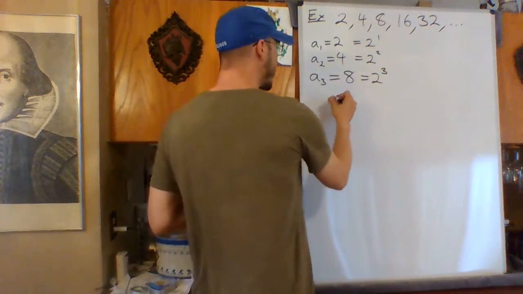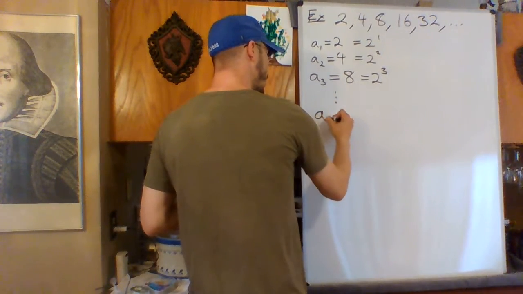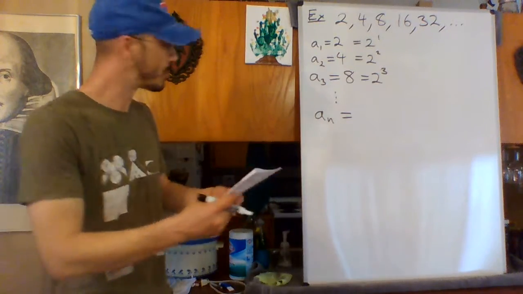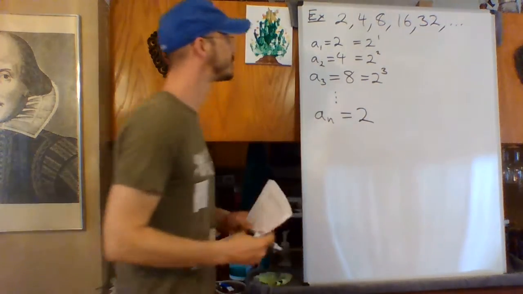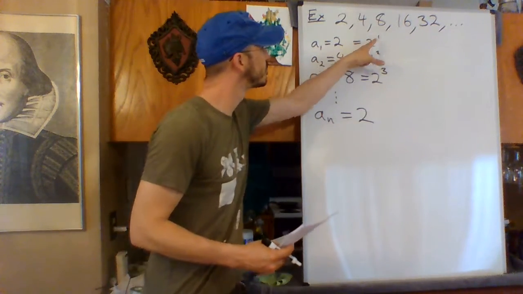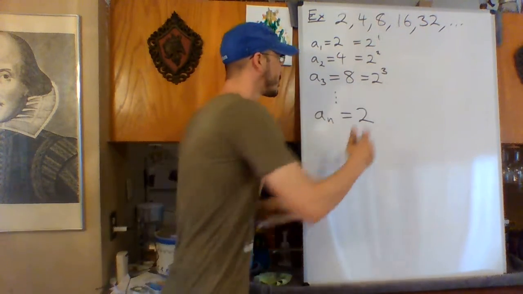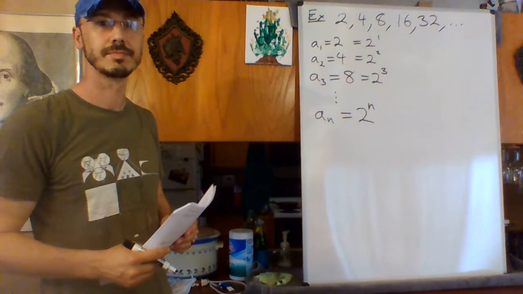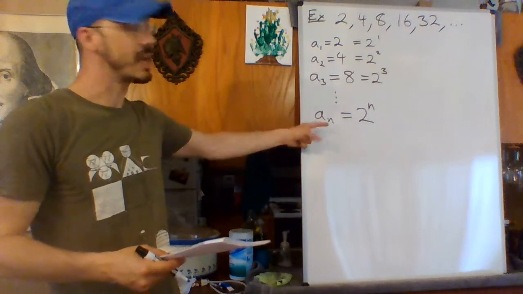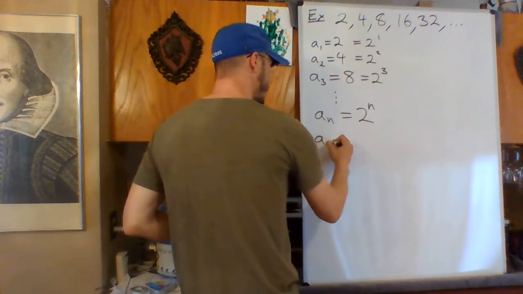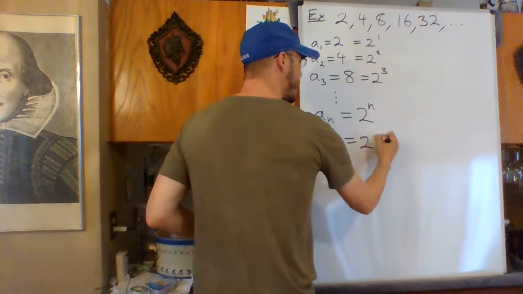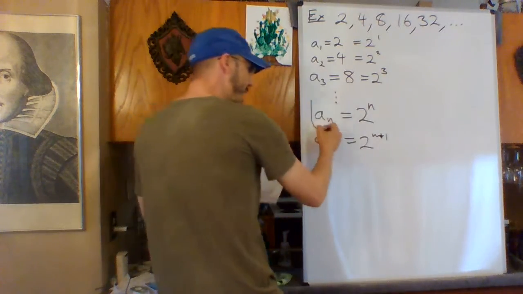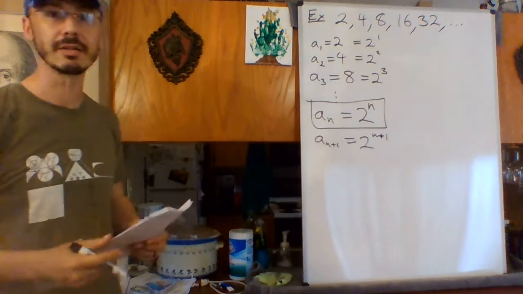So I have a formula for the general term, the AN term, or the nth term, which is 2 to the n. We could go to the next one. AN plus 1 is 2 to the n plus 1, but I'm really not elaborating on the pattern further by doing that. That's the definition of that sequence.